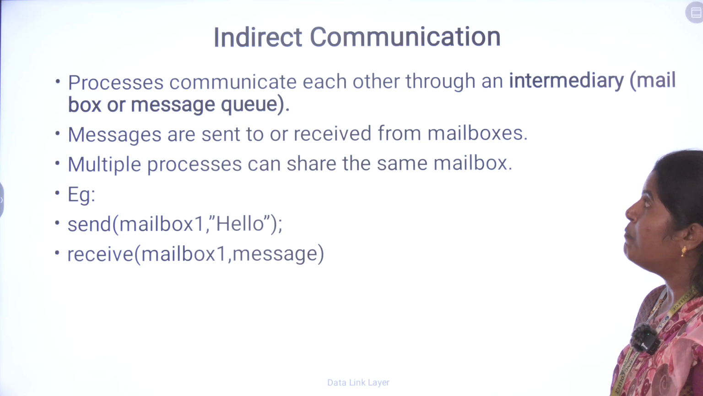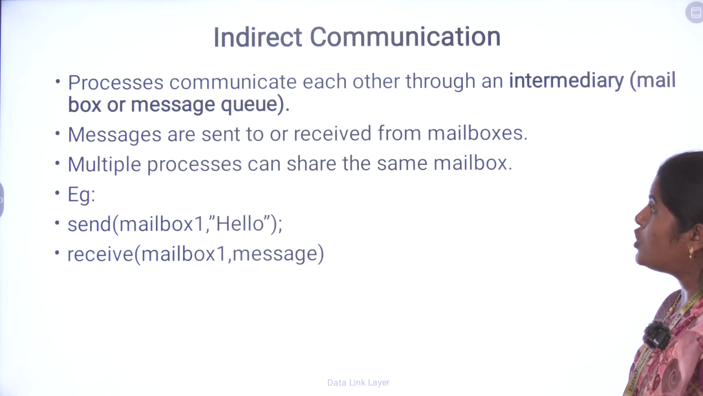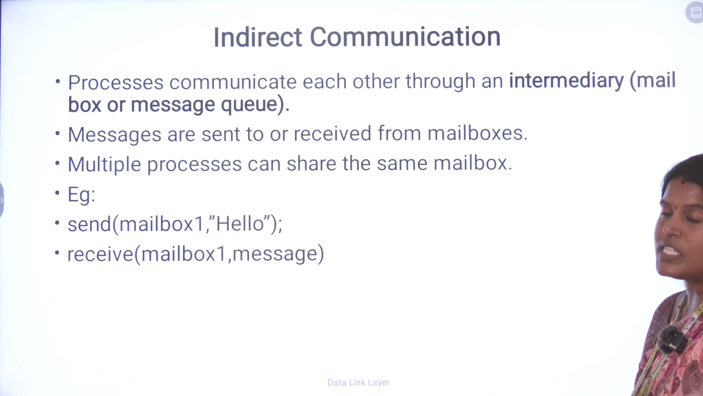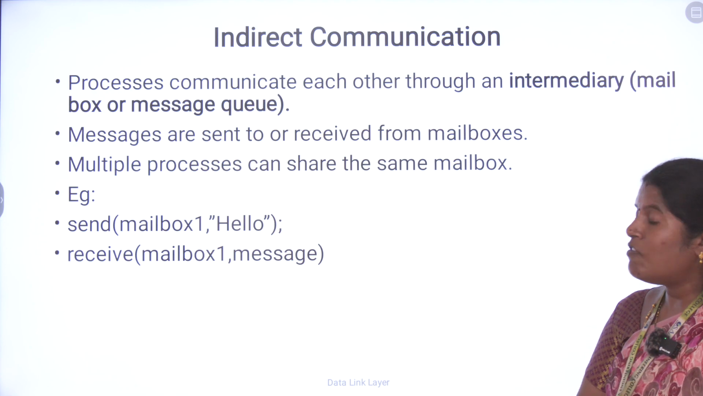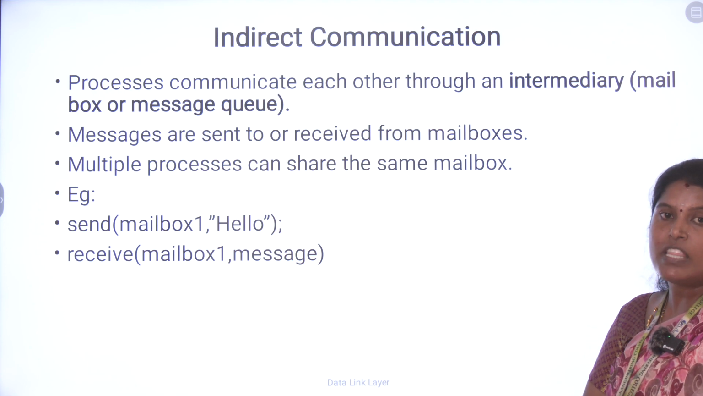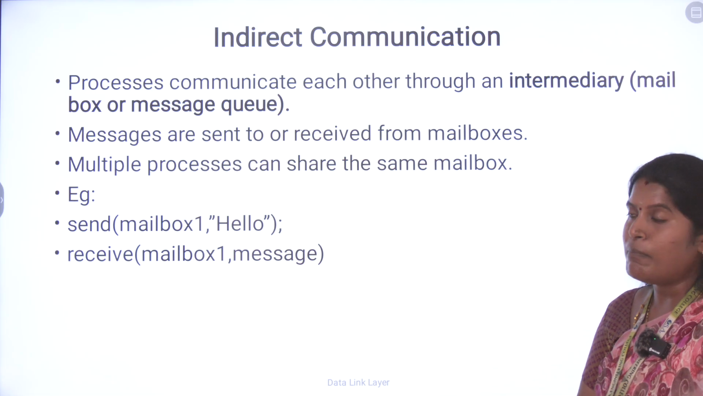Moving on to indirect communication, here the processes communicate with each other through an intermediary called the message queue or the mailbox. The messages are sent to and received from the mailboxes. The sender will send a message to the mailbox and the receiver will receive the message from the mailbox. Here multiple processes can share the same mailbox.